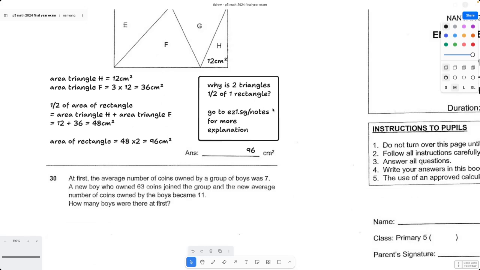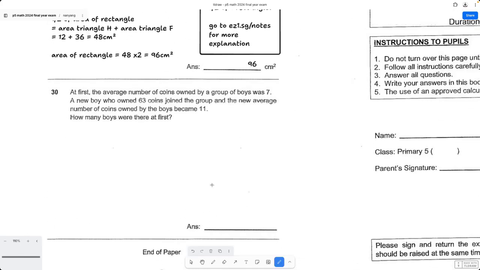so you can go to easy1.sg/notes for more explanation. Let's move on to question 30. Last question. At first, the average number of coins owned by a group of boys was 7. A new boy who owned 63 coins joined the group, and the new average number of coins owned by the boys became 11. How many boys were there at first?